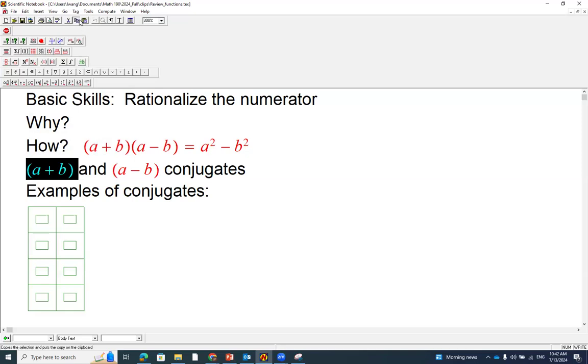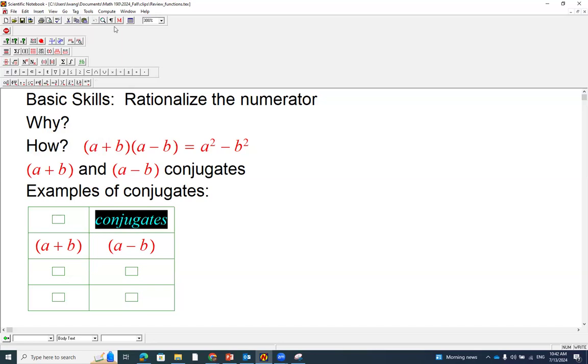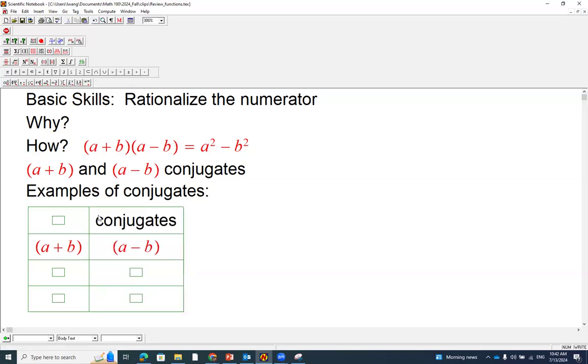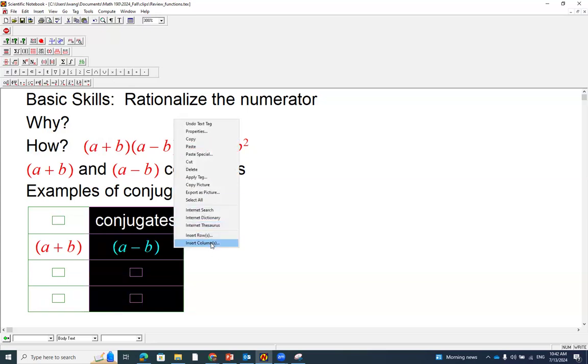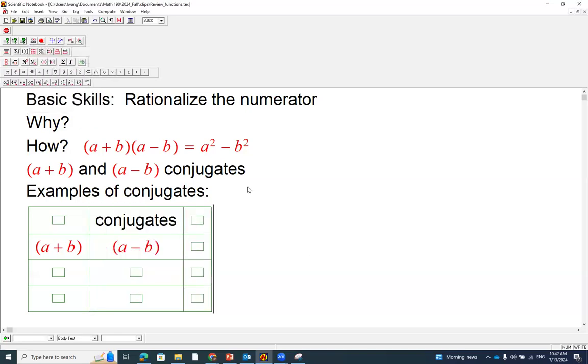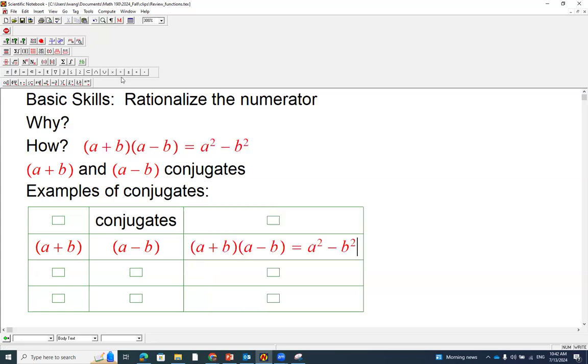Of course, a plus b, its conjugate is a minus b. They are conjugates to each other. There are always two terms involved. When we multiply conjugates, we insert the third column. The conjugates multiplied, we're going to get a squared minus b squared in this case.